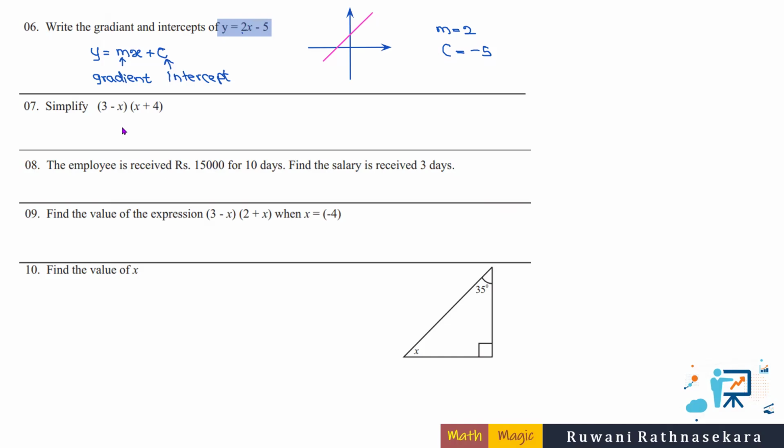The next question is to multiply or to get the product of these two brackets, which is 3 minus x into x plus 4. But when you multiply, you have to select the first term by which you multiply the second bracket, then the second term of the first bracket by which you repeat multiplying the second bracket. Therefore, it should be 3 into x plus 4 minus x into x plus 4. When simplified, you will get 3 times x, 3x, 3 into 4, 12, minus x squared minus 4x.